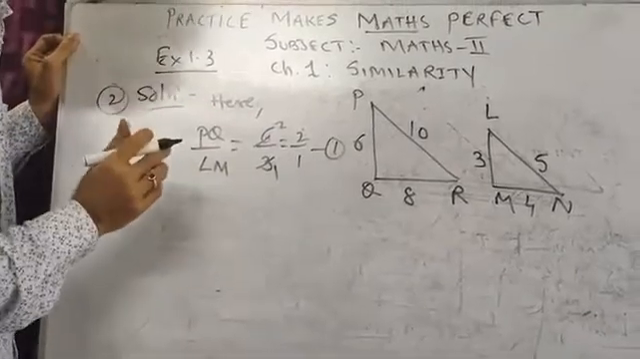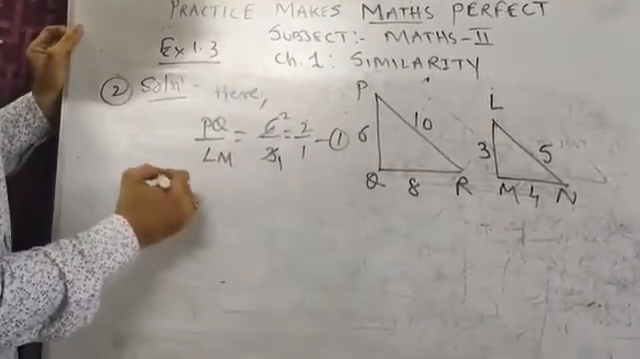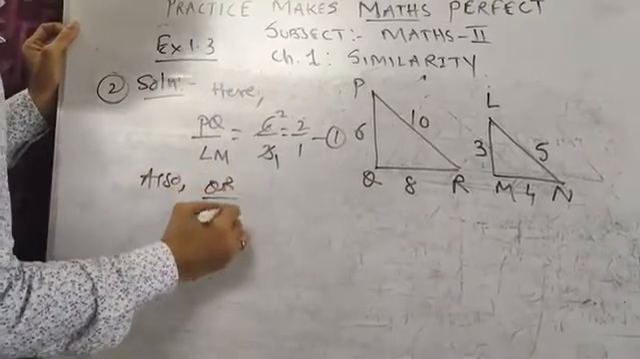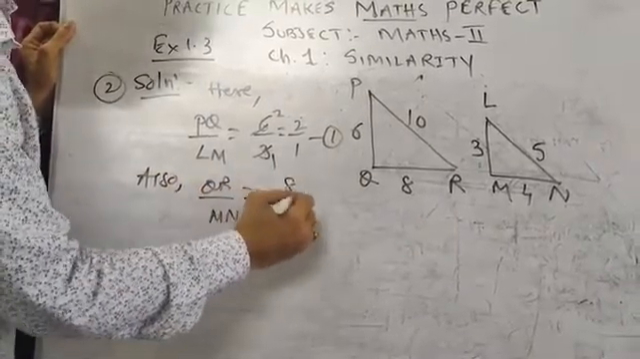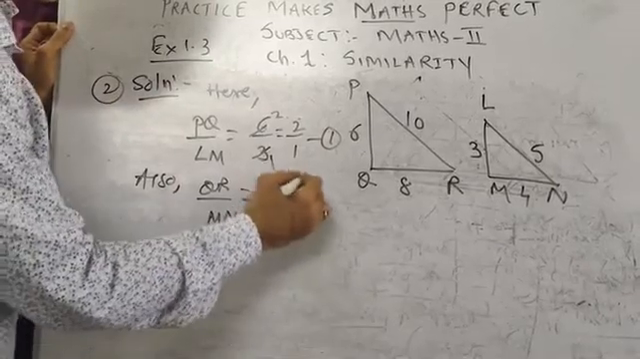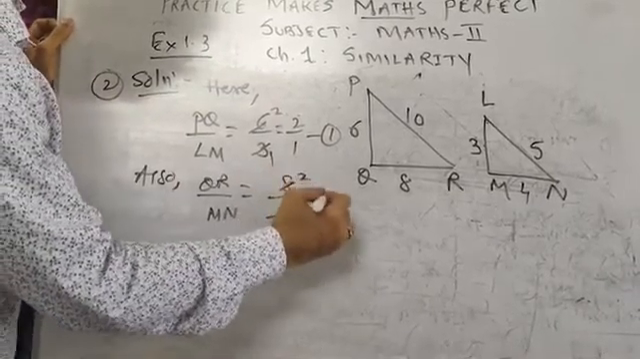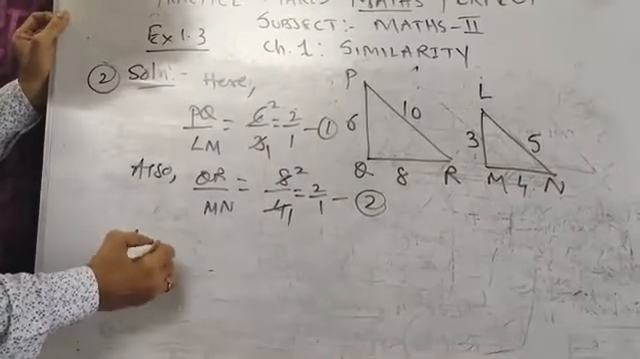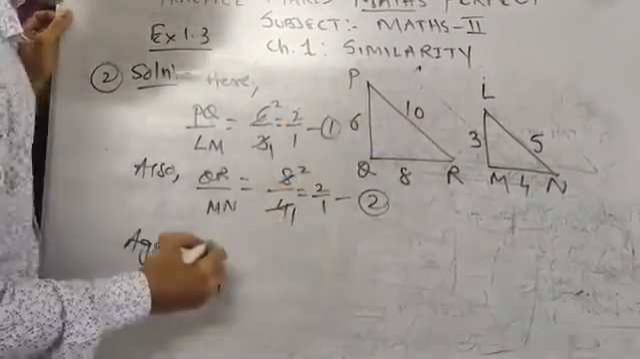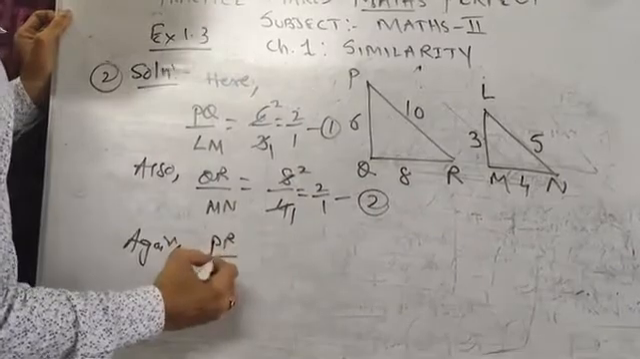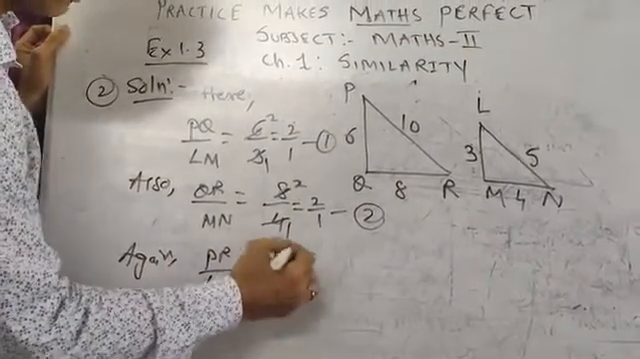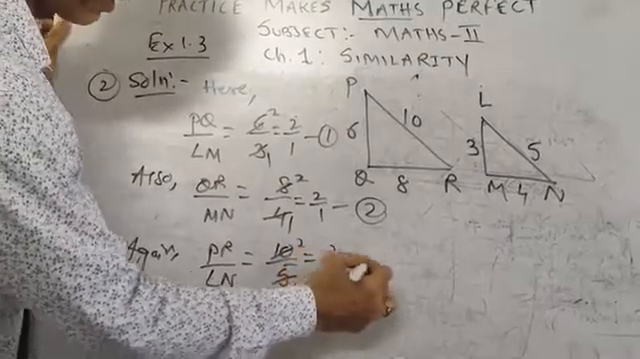Second ratio we will check, QR upon MN. QR is 8, MN is 4. 4 ones are 4, 4 twos are 8. Again you got 2 upon 1. Again third ratio, PR upon LN. PR upon LN, 10 upon 5. 5 ones are 5, 5 twos are 10. Here again you got 2 upon 1.